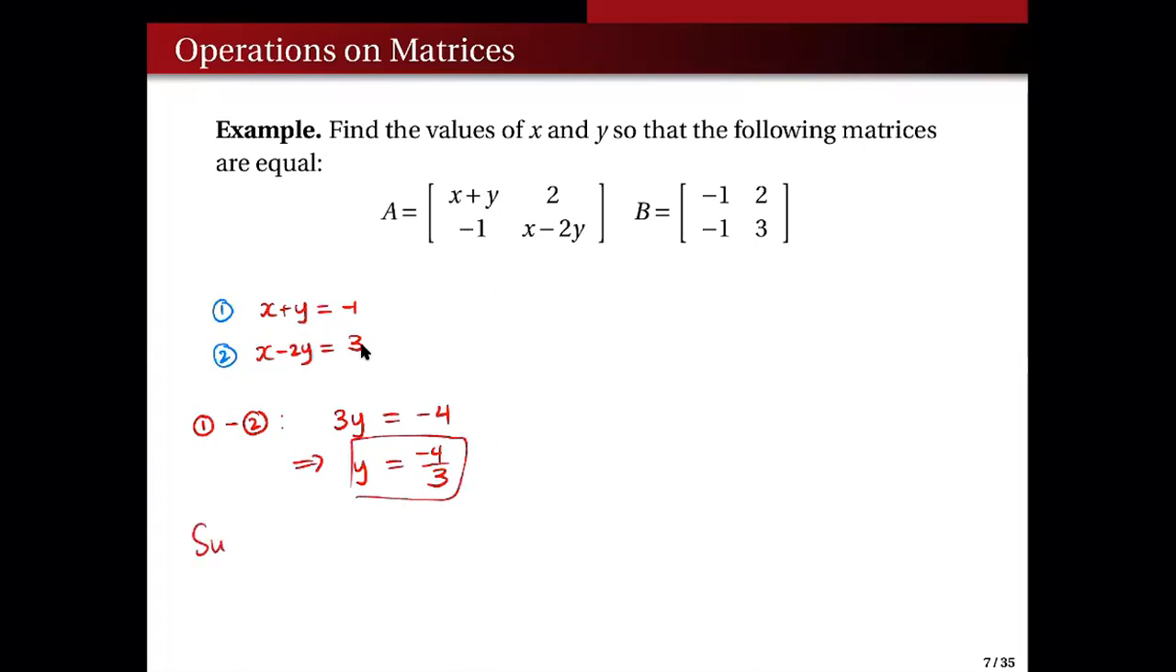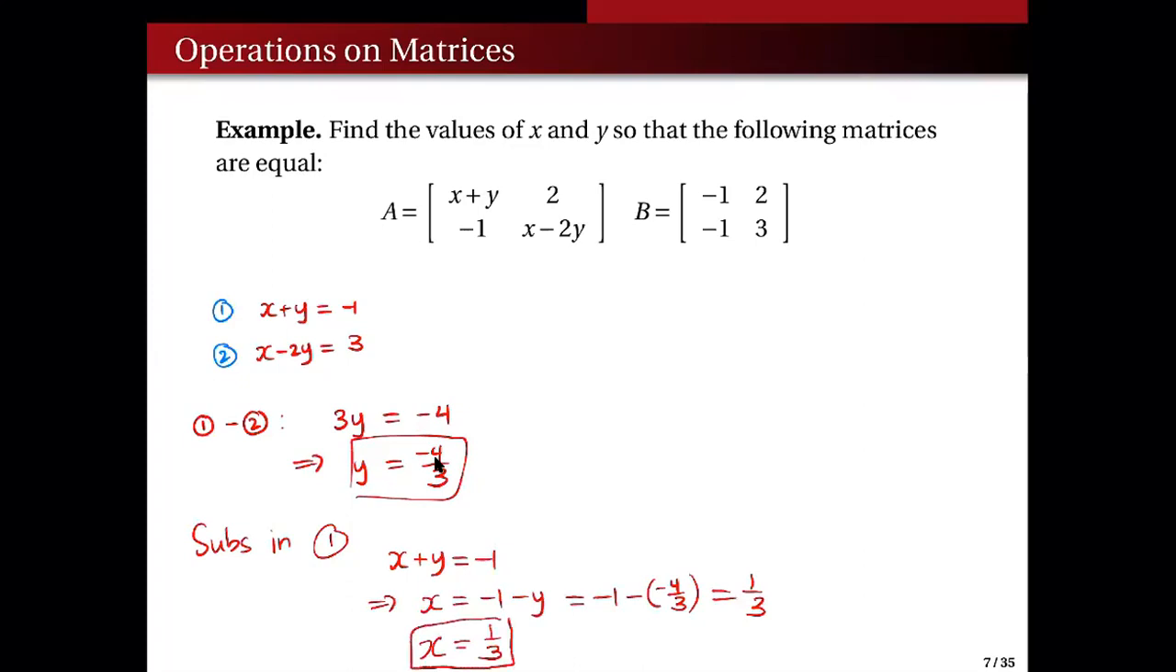We substitute this in equation 1. We have x plus y equals -1. This gives us x equals -1 minus y. But y is -4/3. So this is -1 minus -4/3, and this will be equal to 1/3. Okay? So x equals 1/3. And we now have the value for x.